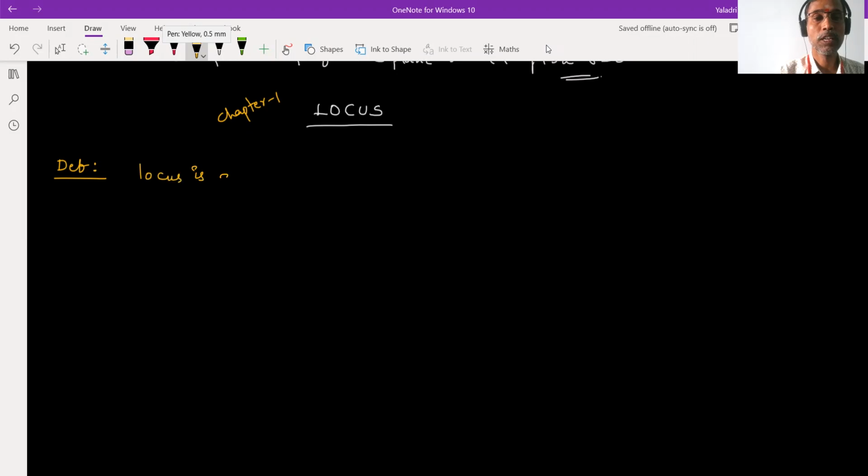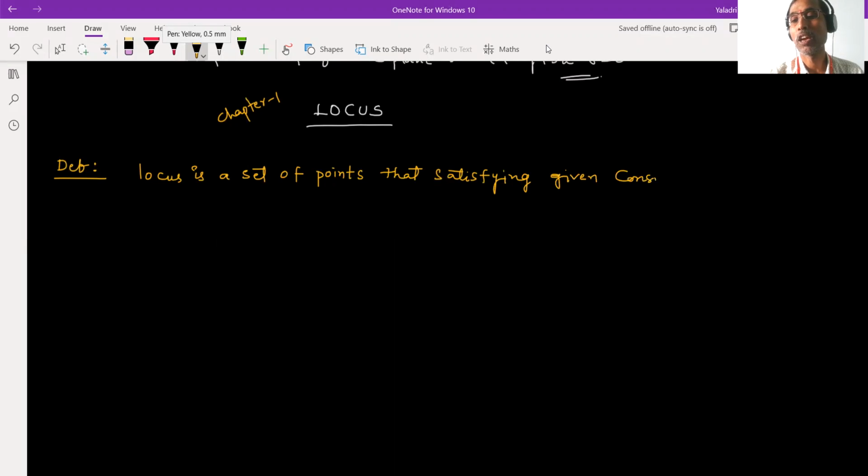Locus is a set of points that satisfy given consistent geometric conditions. So what are the geometric conditions? Right? First one.